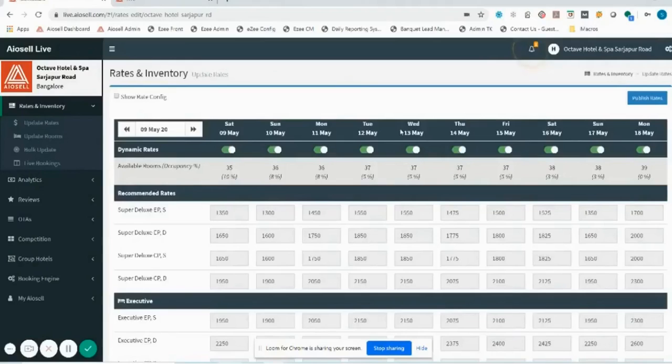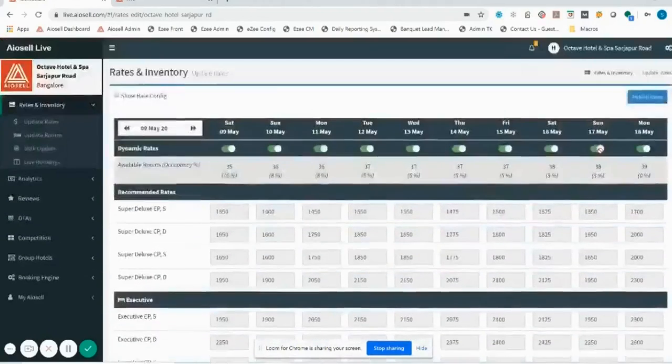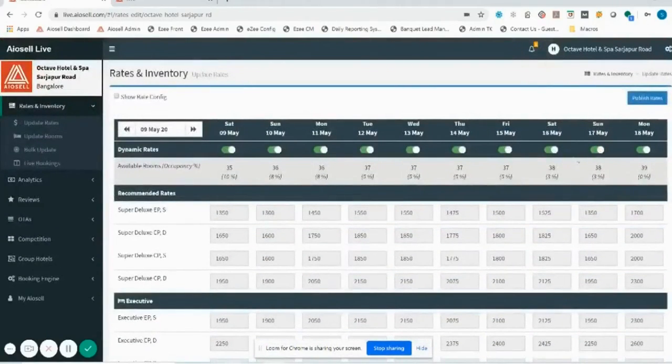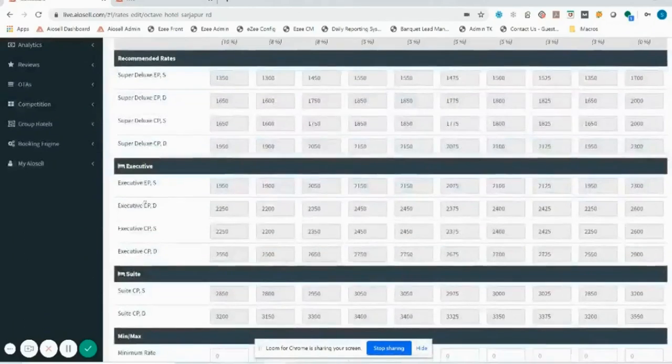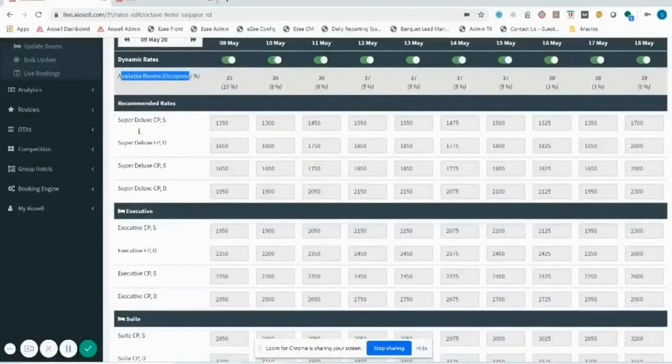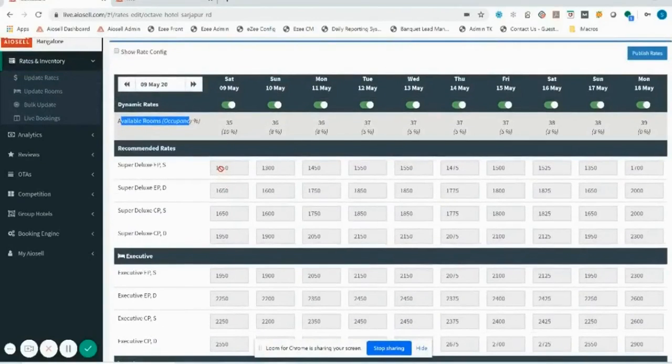So this is a screen that is similar to what you would call a traditional channel management screen. On the x-axis, you see the dates as well as the days. You have the total available rooms. On the y-axis, you have each of the rooms along with the rate plans of each of these rooms. As you see, the rate or the price for each room type at a particular time is completely dynamic, and these prices change any number of times during a day.